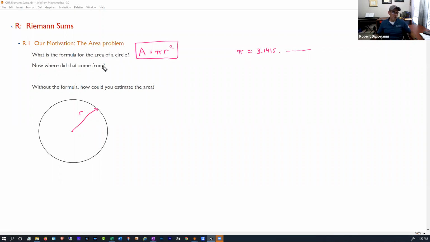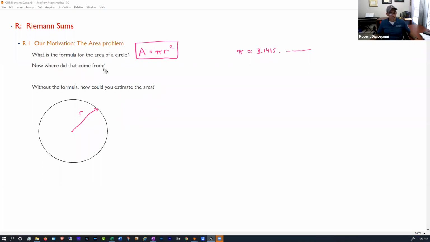So where did that formula come from, right? Where did we get that formula? It didn't just fall out of the sky. We had to come up with it somehow, right? Isn't it the integral of the circumference? Or if you take the derivative of that, you get the circumference. Yeah, I wonder if that's a coincidence.